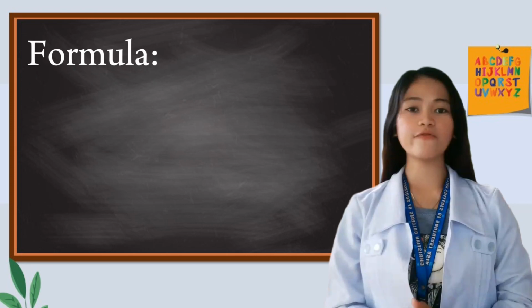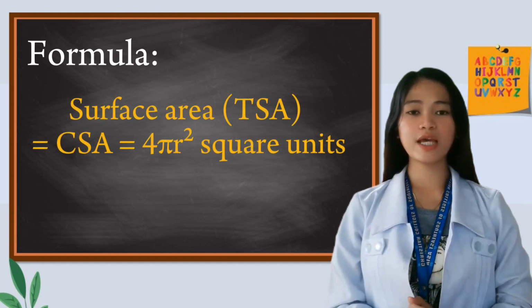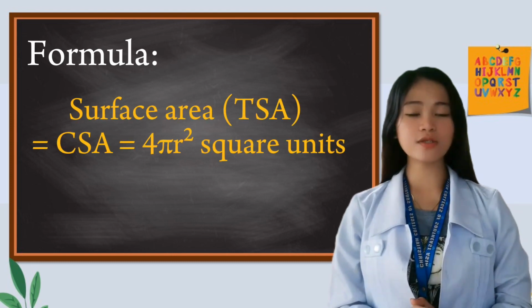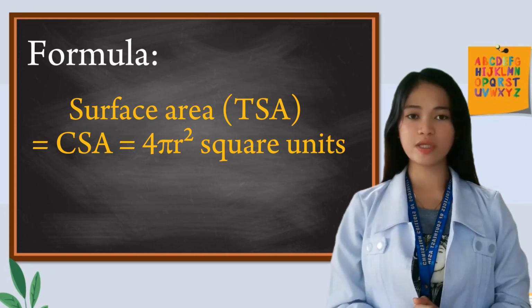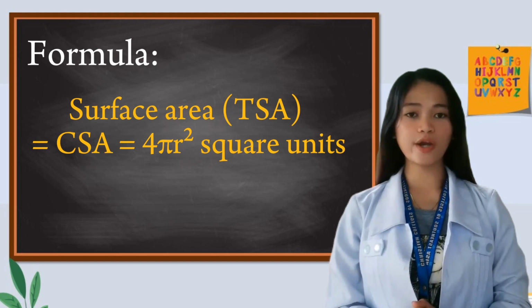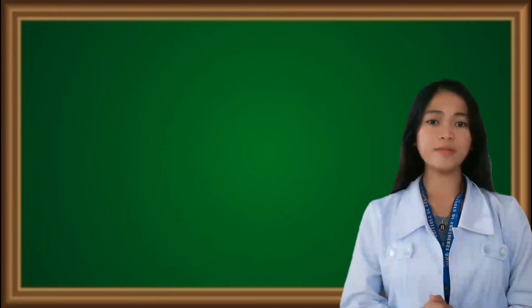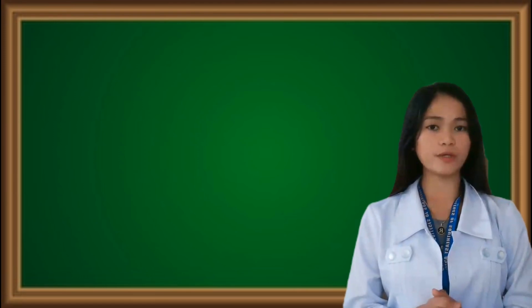The formula for the total surface area and the curved surface area of the sphere is given. Surface area, TSA, or total surface area, equals CSA, or curved surface area, equals 4 pi r squared square units. This time, I will give you examples for finding the area of a sphere.